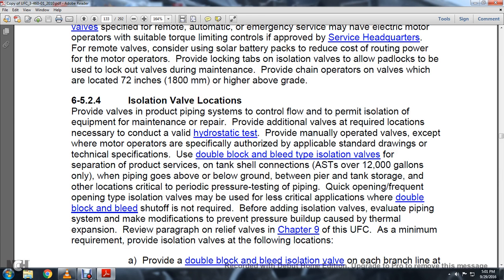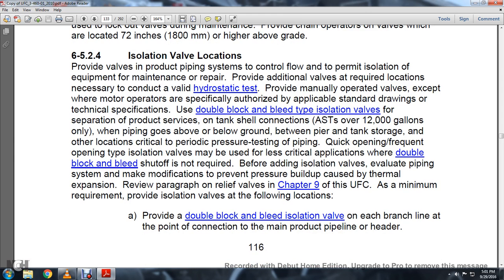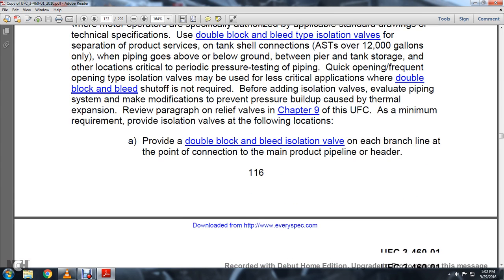Before adding isolation valves, evaluate the piping system and make modifications to prevent pressure building up caused by thermal expansion. Review the paragraph on relief valves in Chapter 9 of this UFC. The minimum requirements are provided for the isolation valve at the following locations. Provide a double block and bleed isolation valve at each branch line at the point of connection to the main product pipeline or header.